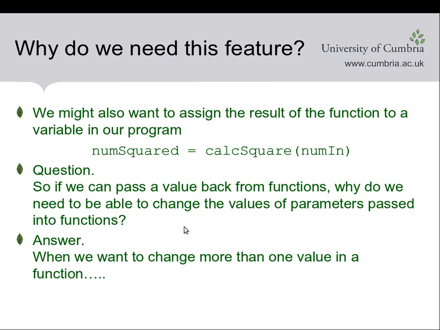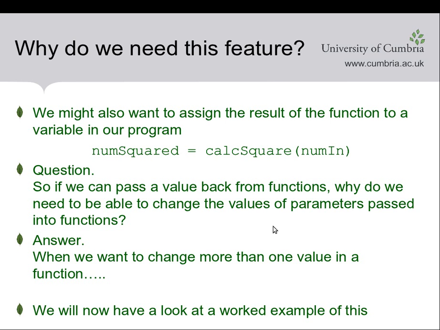Well, the simple answer is we mentioned earlier that functions can only return one value, and if we want to change more than one value in a function, then we can't return more than one value, so we have to use an alternative method. By passing in parameters by reference, it enables those values to be changed in the function without the restriction of only one value being able to be passed back. We'll have a look at a worked example of this to get a better idea about how this works.